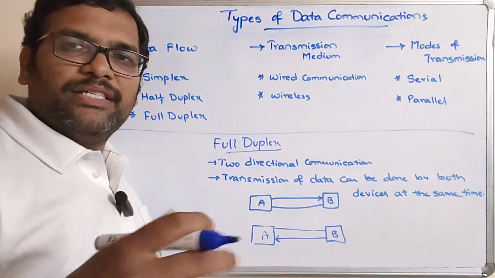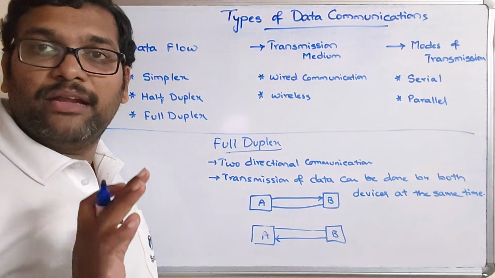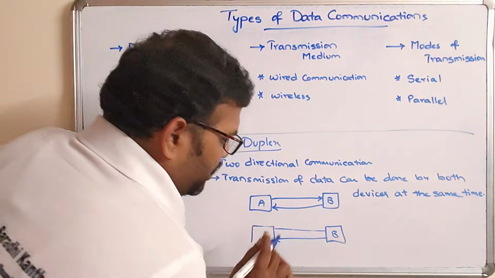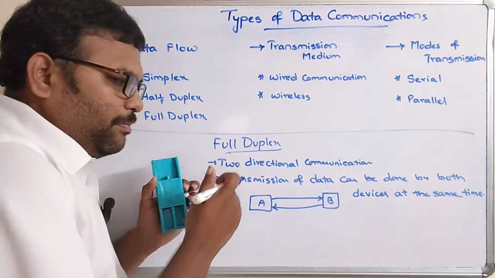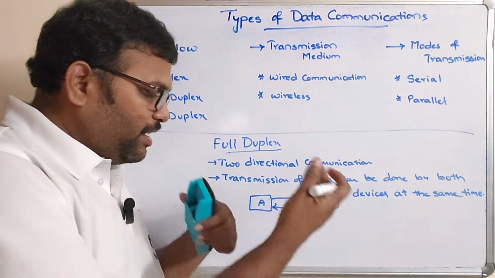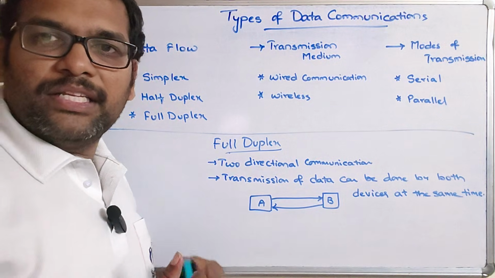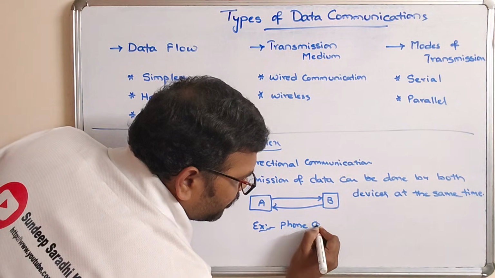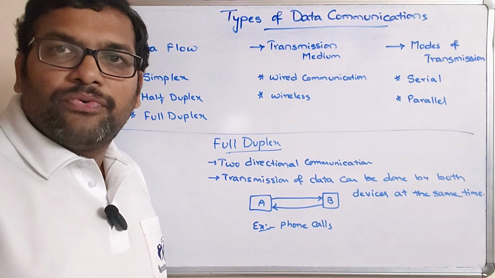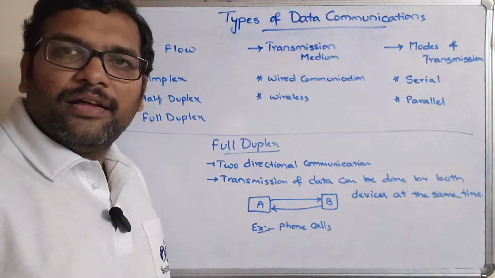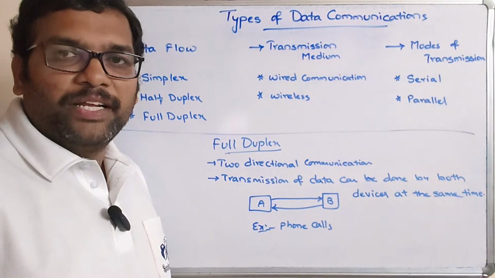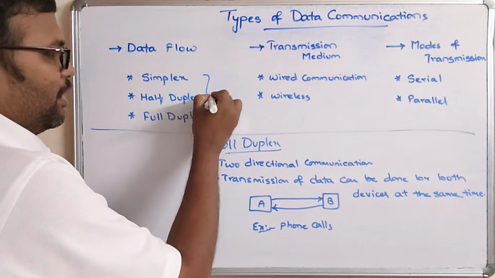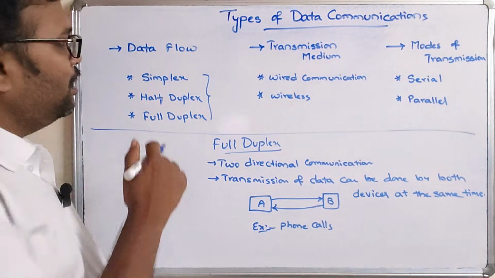So at a time both devices are able to communicate. No need to wait until the other has finished the communication. At a time A can transmit some data to B. Similarly, B can transmit some data to A. An example for this is phone calls. Phone calls are a simple example for full duplex, that means bidirectional communication. So these all three are categorized based upon data flow.